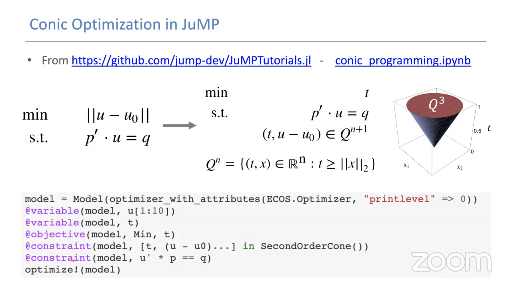And if you look at the JuMP code, it basically looks very similar to the math here. Instead of writing down a norm in the objective, you're writing some vector that you're asking to belong to the second order cone, which is again this ice cream cone over here.